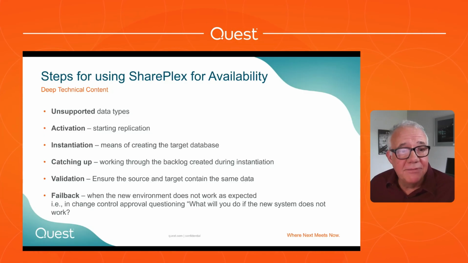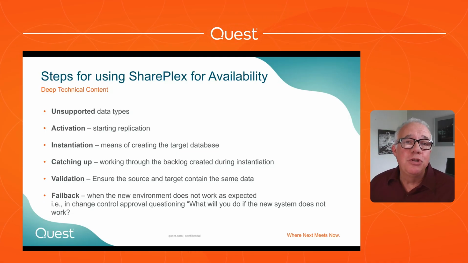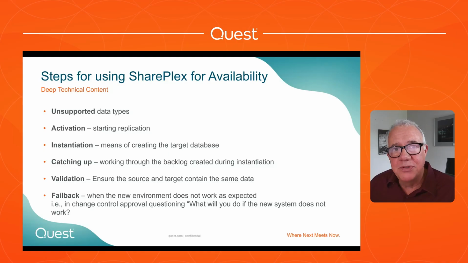Instantiation, that's your means of creating the target database. Now, there's this queue of activity that is gathering up when we stopped the poster process. So you have to catch up. You have to work through that in order to bring the users over to that new target system. Validation, that's making sure your source and target contain the same data.